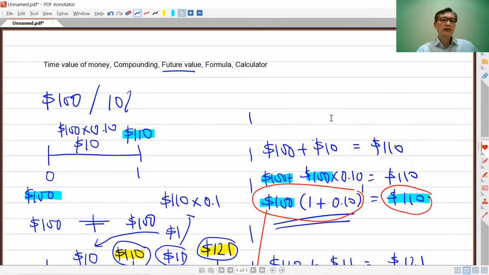So I hope that you have understood the time value of money. The same money today, $1 or $100, is not the same as the $100 you get in year 1 or in year 2, etc. You know what compounding is? That is interest earning interest. Once you compound, you usually get the future value. I have generalized the formula for you, and lastly we have also gone through the calculator. So I hope this is helpful.